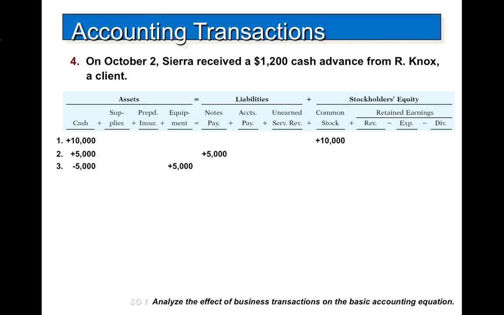4. On October the 2nd, Sierra received a $1,200 cash advance from R. Knox, a client. The accounts that are going to be affected are cash, and this was an advance, so we're going to use unearned service revenue because we have not earned it yet. Our cash increased, and so did the unearned service revenue.